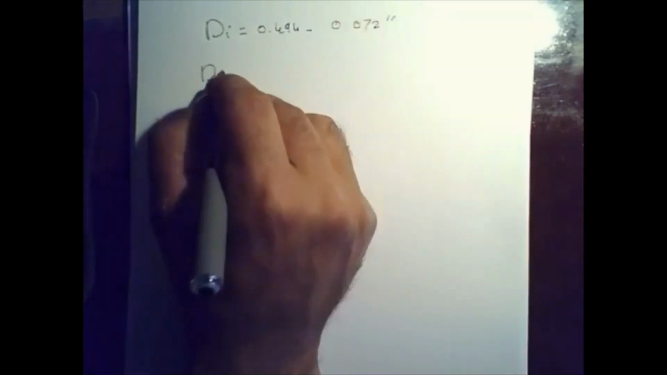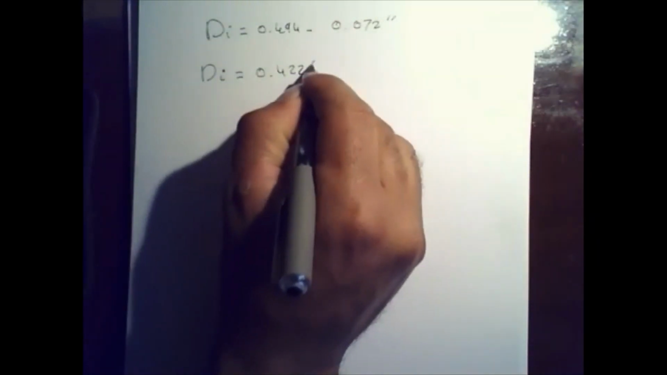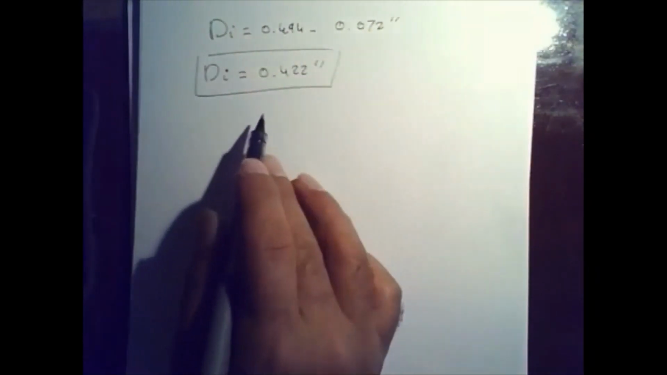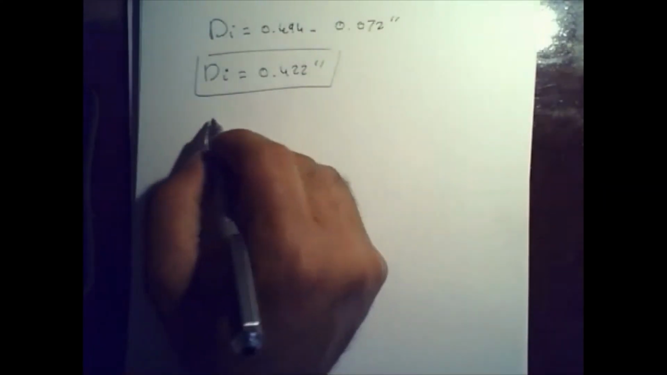If you want to get the inner diameter, then Di is going to be equal to 0.494 minus your wire diameter, which is 0.072 inches, and your Di is going to be equal to 0.422 inches. Now we can compare this number to your pin diameter.